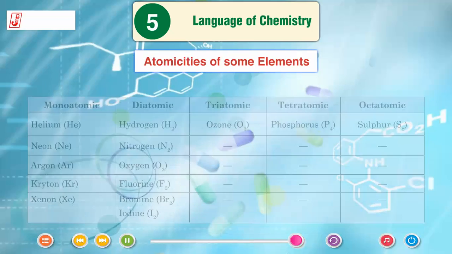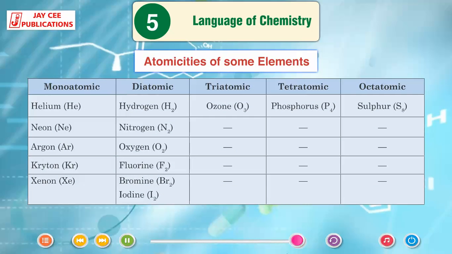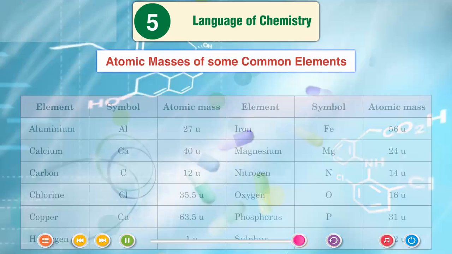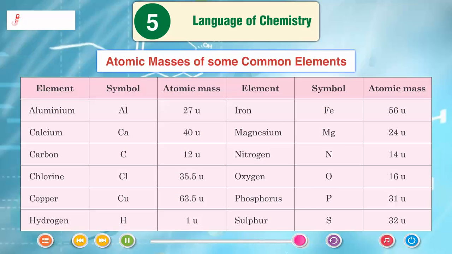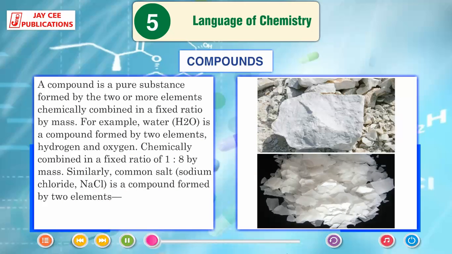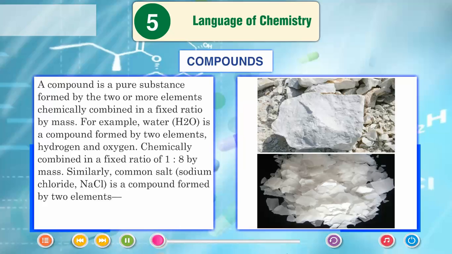Atomicities of some elements. Atomic masses of some common elements. Compounds. A compound is a pure substance formed by two or more elements chemically combined in a fixed ratio by mass. For example, water, H2O, is a compound formed by two elements, hydrogen and oxygen, chemically combined in a fixed ratio of 1:8 by mass.